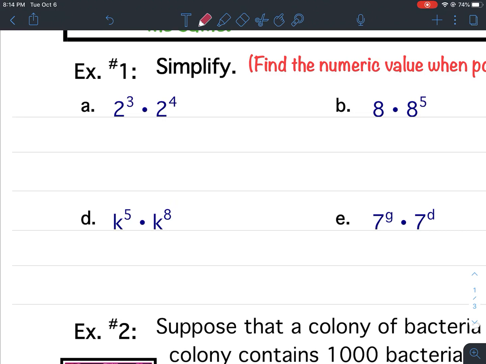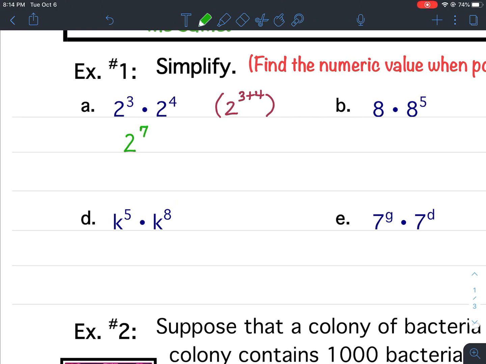Off to the side here, I want you to show the addition. So off to the side, let's put 2 to the 3 plus 4. You would not normally have to write that, but I want you to write it for your notes. Okay, so what is 3 plus 4? Well, 3 plus 4 is 7, so this would become 2 to the 7th.